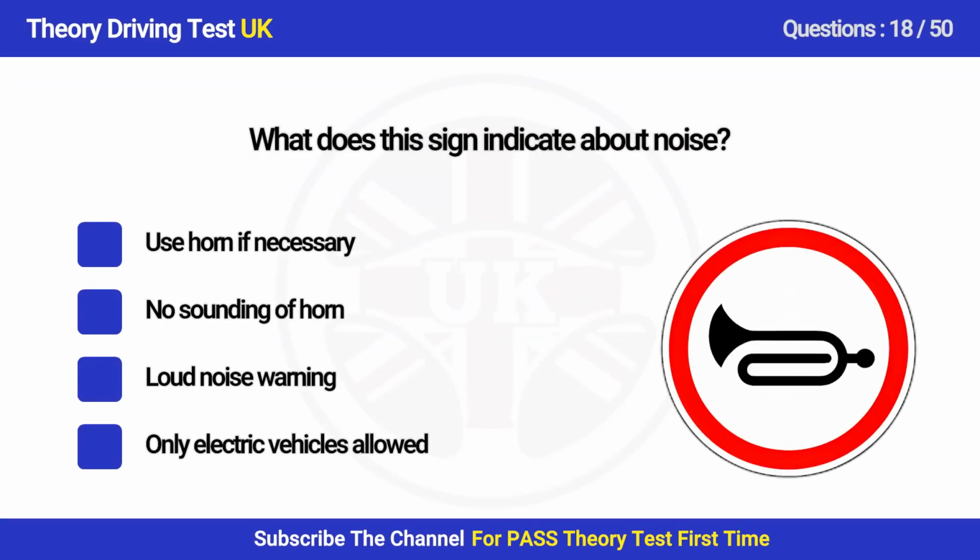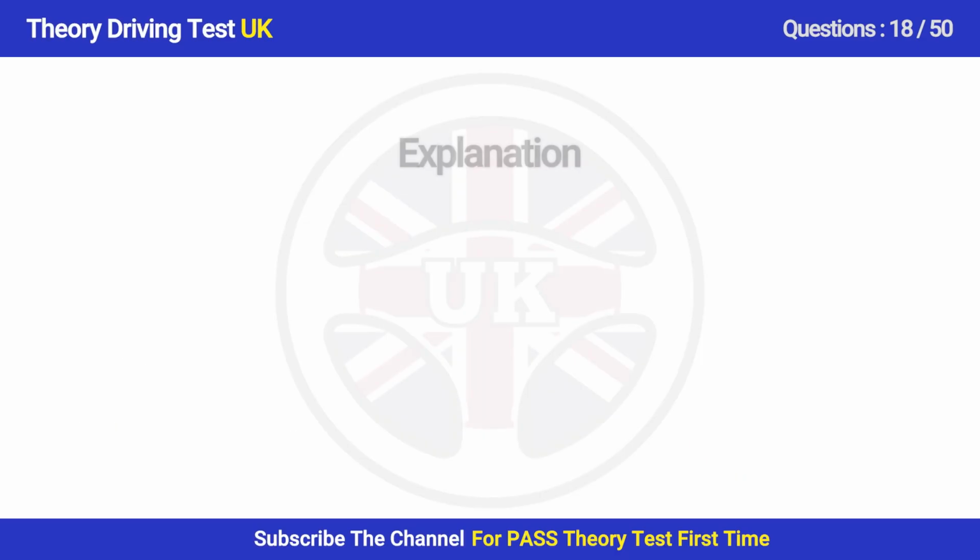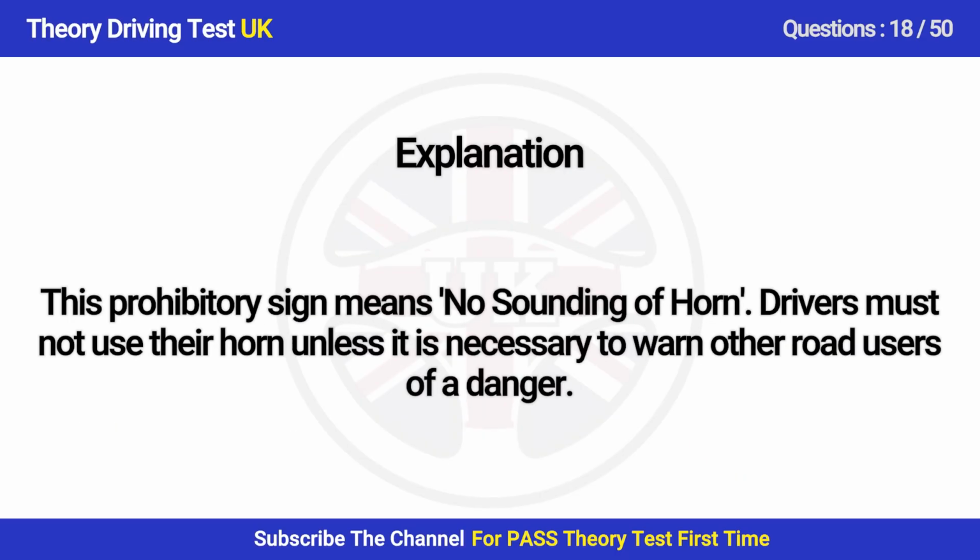Question 18. What does this sign indicate about noise? A. Use horn if necessary. B. No sounding of horn. C. Loud noise warning. D. Only electric vehicles allowed. Answer is B, no sounding of horn. This prohibitory sign means no sounding of horn. Drivers must not use their horn unless it is necessary to warn other road users of a danger.